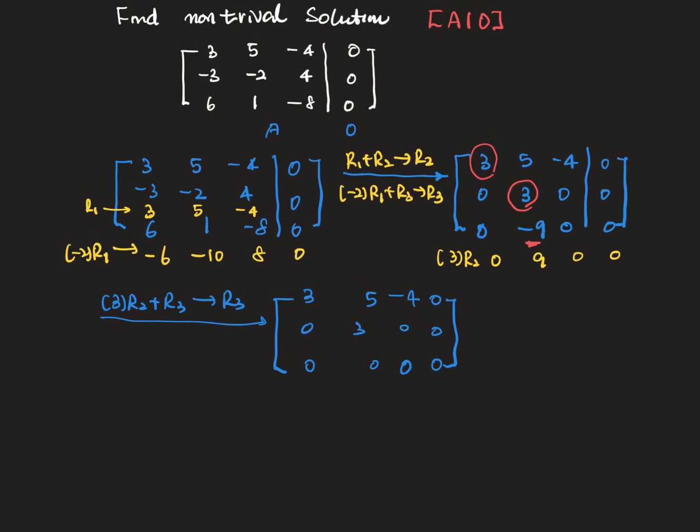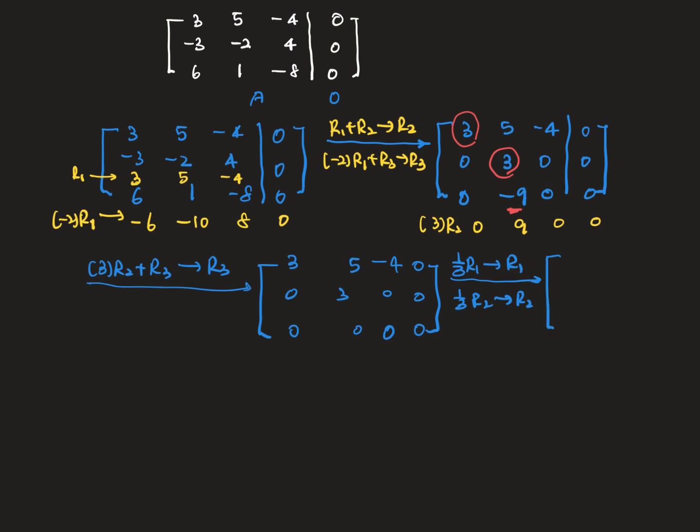So let's see. Which one is a free variable? Guys, look at this one. Here is going to be 3, 3. Guys, each row is going to be divided by 3. Let's do it that way. 1/3 R1 going to be R1. 1/3 R2 going to be R2. Then each pivot is going to be 1. So 1, 5 over 3, negative 4 over 3, and 0. This one is 0, 1, 0, 0. Here is 0, 0, 0, 0.